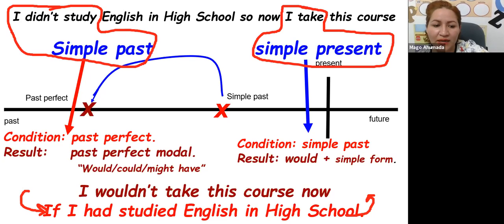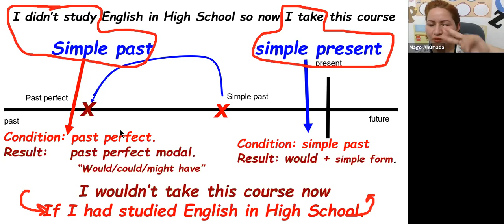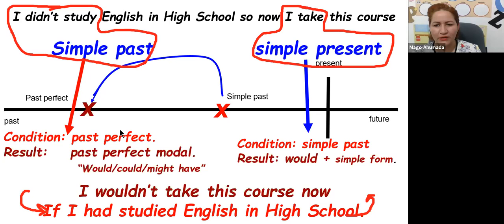And if we said "I wouldn't be taking this course now," is that not correct? Yeah, it's also correct. We can do it both ways, because the context works, because you are studying English right now. Okay.